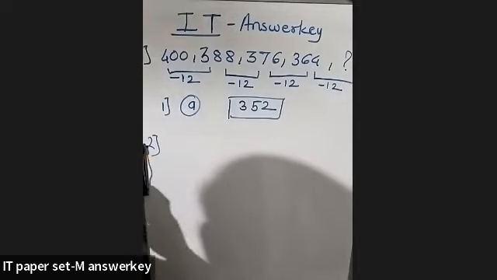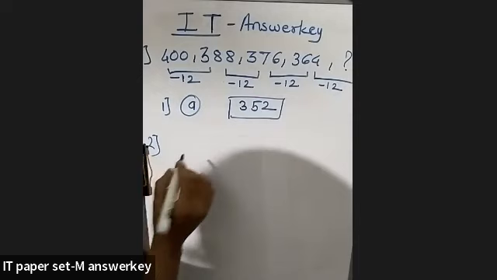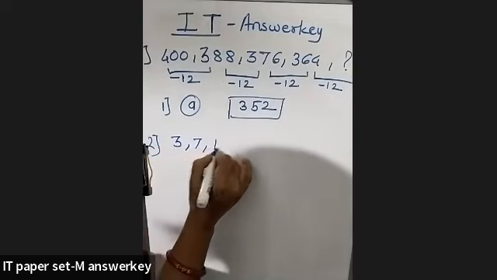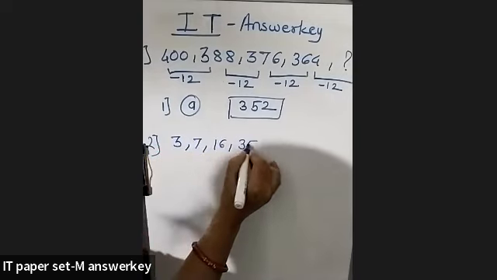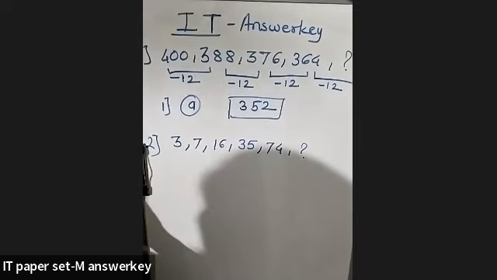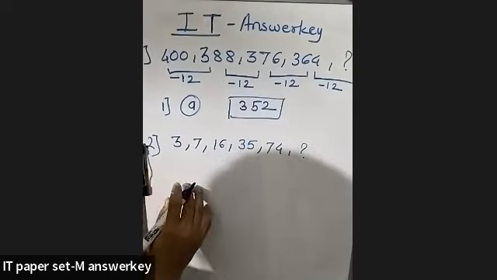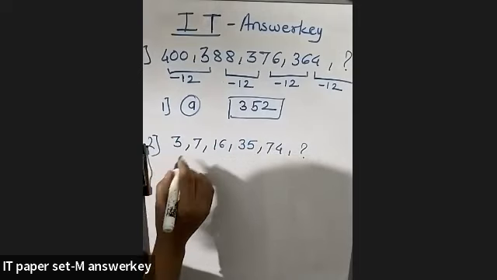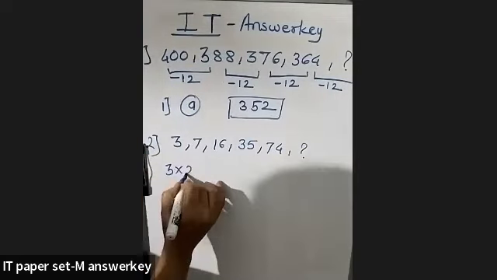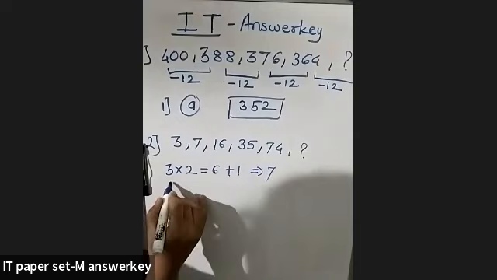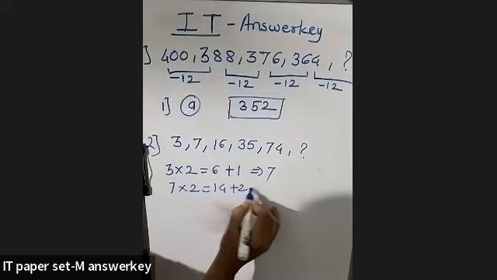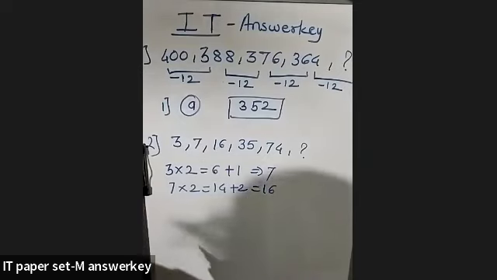Now, answer of the second question. Find out the missing term. 3, 7, 16, 35, 74, question mark. So, we have to find out the missing term. So, what is the relation here? 3 multiplied by 2 is 6 plus 1 is equal to 7. Now, 7 multiplied by 2 is equal to 14 plus 2 is equal to 16.